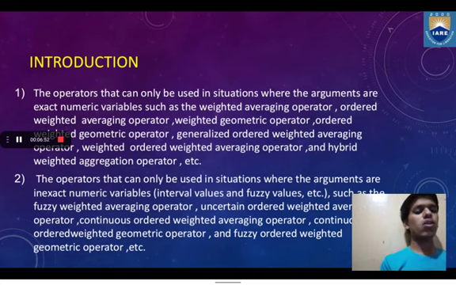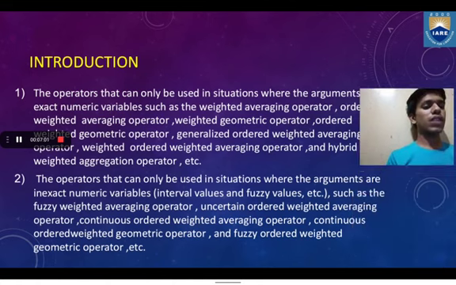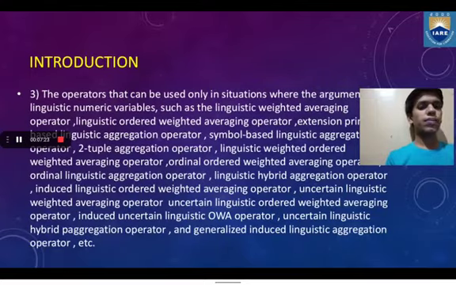The second category is the operators that can only be used in situations where the arguments are inexact numeric variables, interval values and fuzzy values, etc., such as the fuzzy weighted averaging operator, uncertain ordered weighted averaging operator, continuous ordered weighted averaging operator, continuous ordered weighted geometric operators, and fuzzy ordered weighted geometric operators. These are the second type of variables or arguments which we use in the time weighted series.